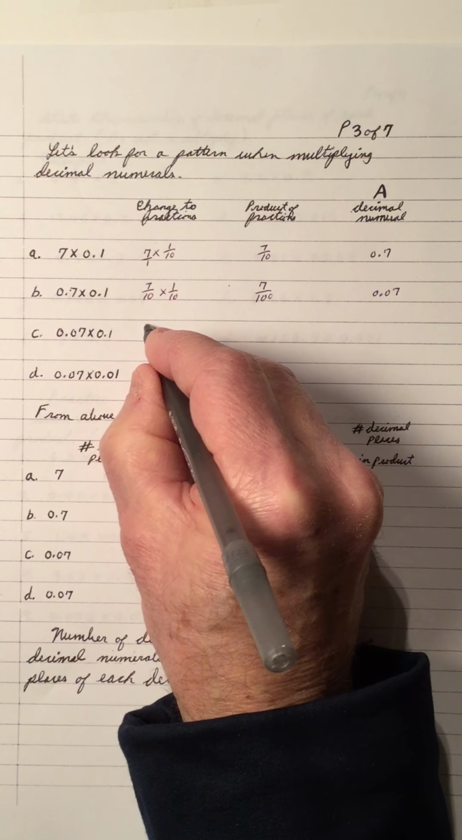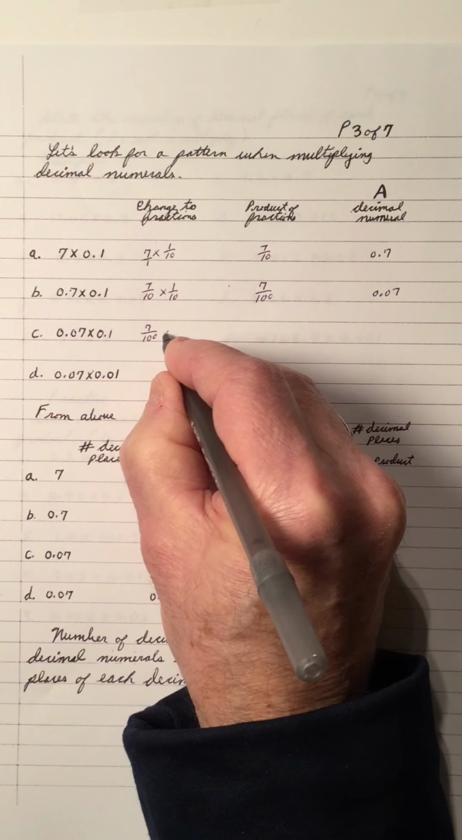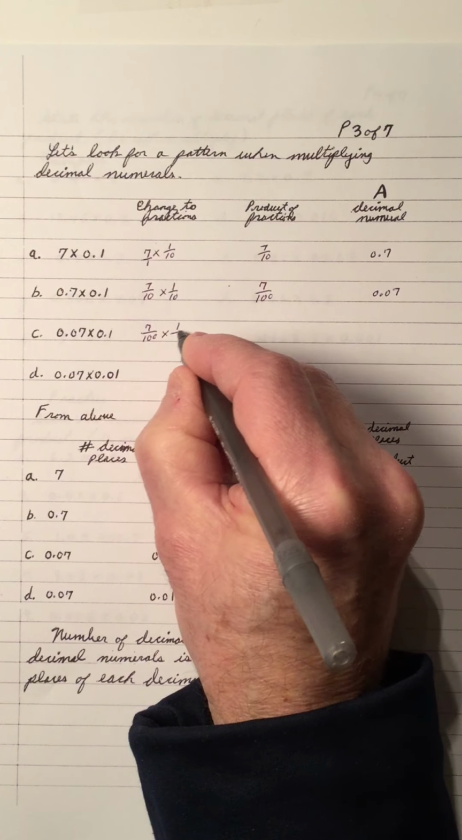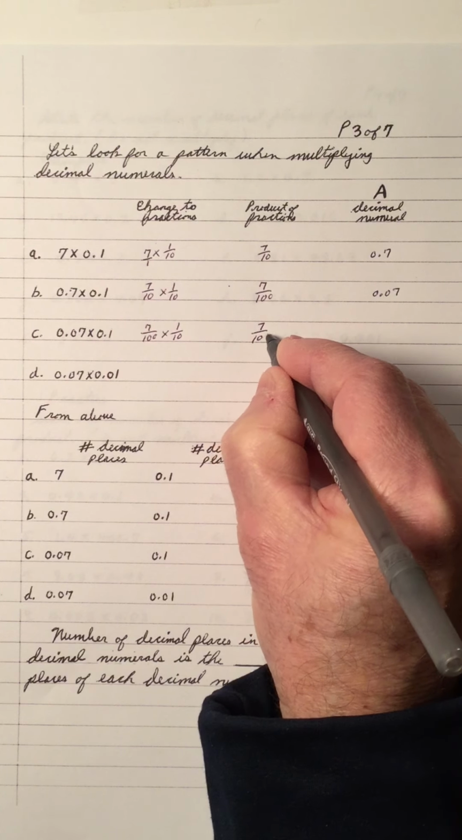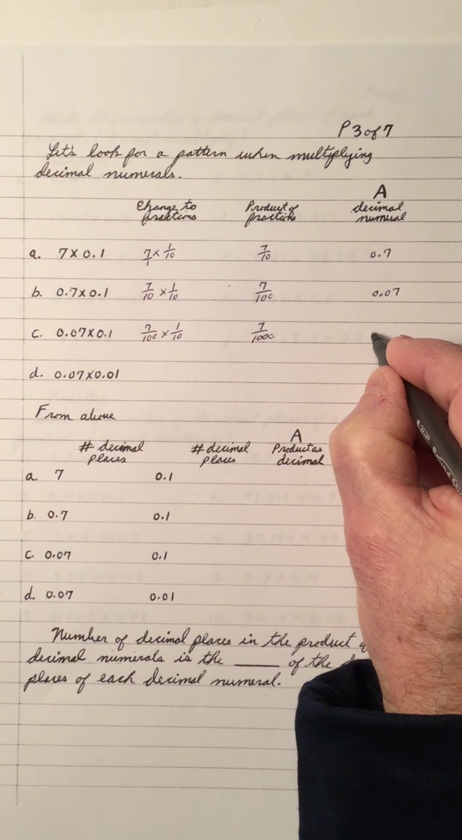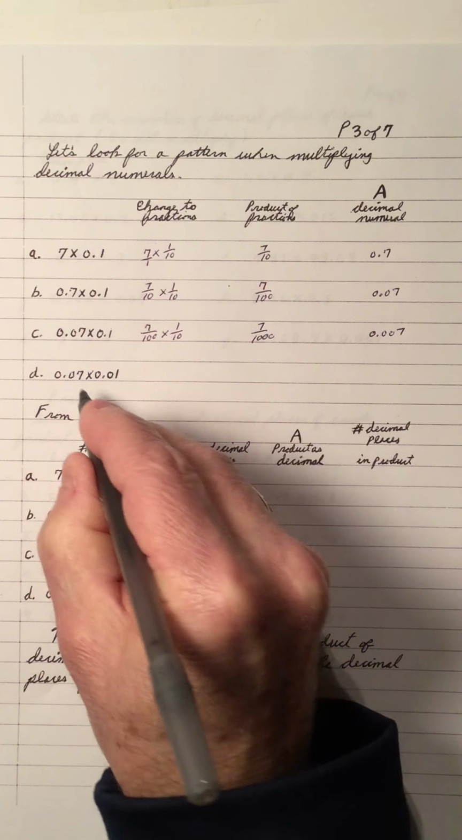C, 7 over 100, 0.07, times 0.1, which is 1 over 10. So that's 7 over 1,000. So the 7 has to go into the thousandths place, so 0.007.